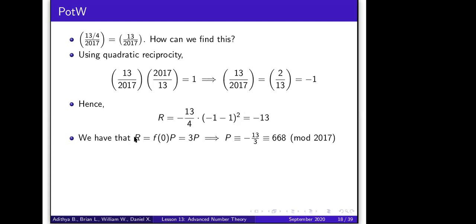Putting this all together, remember that we have r is equal to f of 0 times p. We multiply by f of 0. F is x squared plus 5x plus 3, so f of 0 is 3. So r is equal to 3p, and p is equal to negative 13 over 3, which comes out to 668 mod 2017. So p is 668, and q was 1009, and our answer is 12. So this is the solution to the problem of the week. Are there any questions?